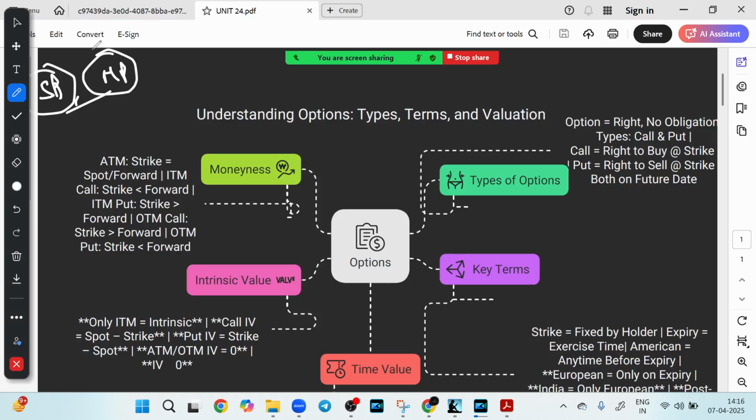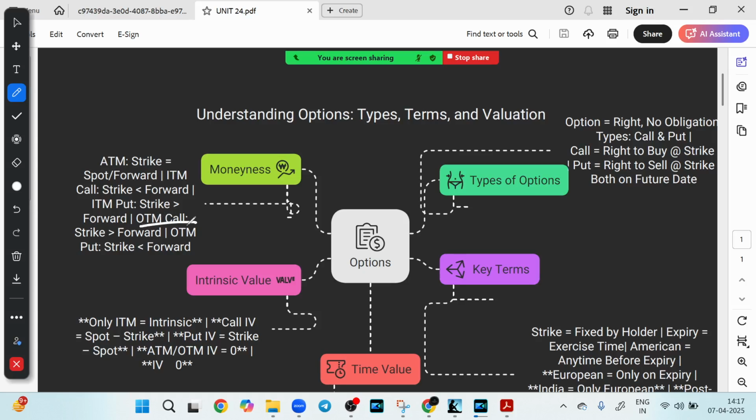There is something called ATM. ATM means at the money. So at the money means that strike and spot price are equal, or forward price are equal. Then there is something called ITM, which means in the money. In the money, two things are there. Try to understand. If it is a call option, then the strike will be less than the forward price, and if it is a put option, then the strike will be greater than the forward price.